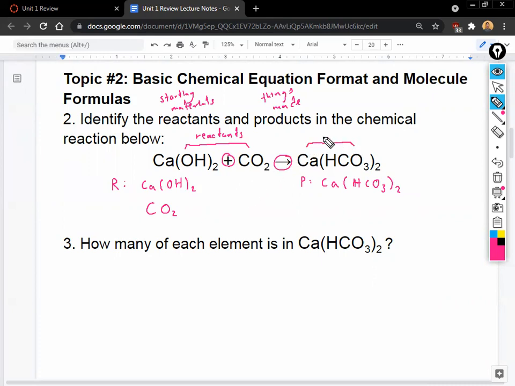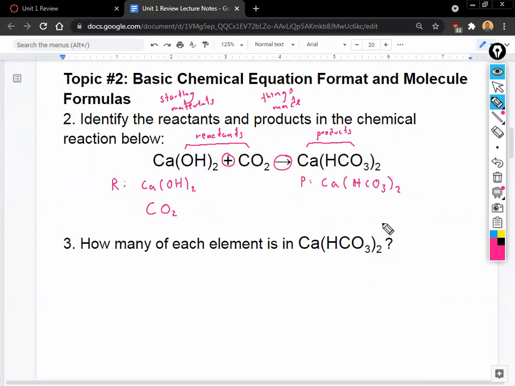So on your exam, you will have a chemical equation like this, and I'm going to have you identify what the reactants are and what the products are. But this part should be pretty easy. The left side is going to be the reactants. The right side is going to be the products. Okay.